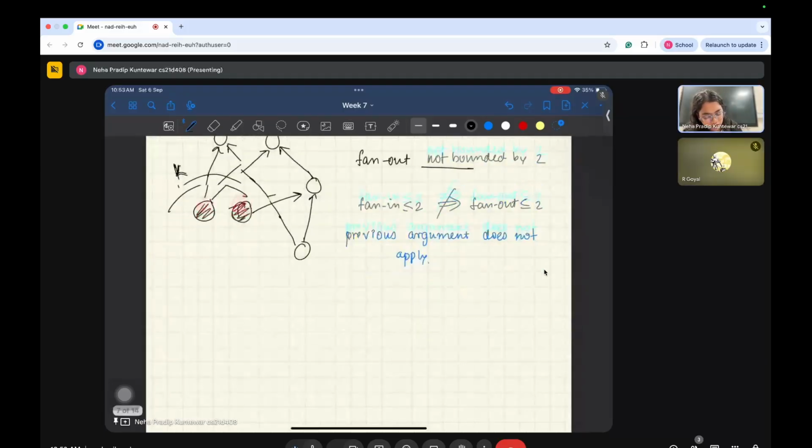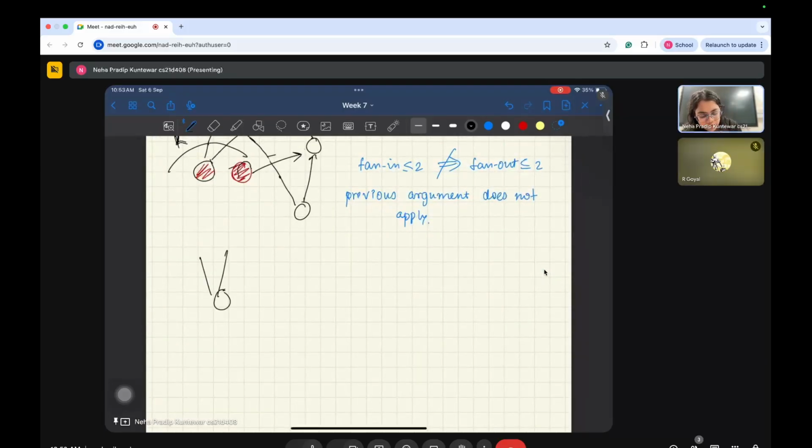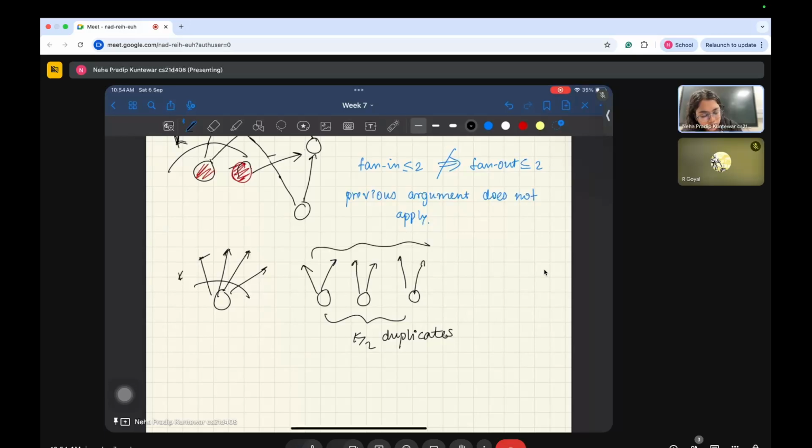Exactly. So earlier, if this gate were feeding out with k wires, then what I'll do is I'll make k by 2 many copies, or duplicates, and 2 wires are going out through each of them. So altogether we have a fan out of k still. Okay, so yes, you're right, this is order k.